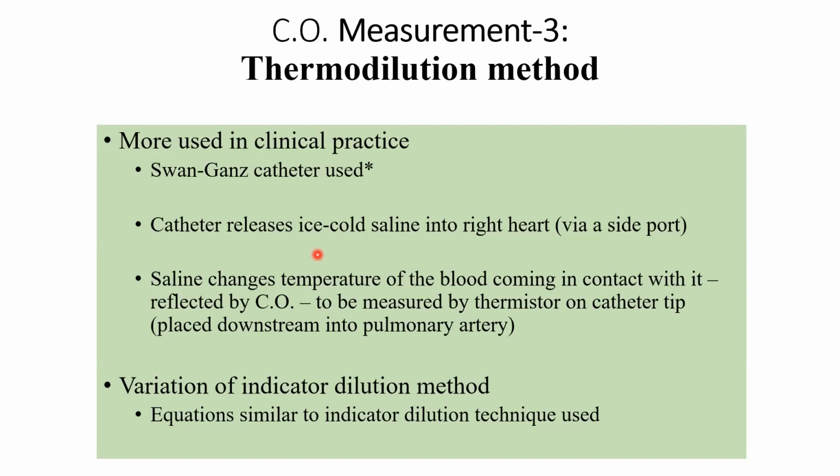Okay, and the amount of that cold blood per minute is calculated, and voila, that is cardiac output. Okay, so that's an ingenious way again to measure cardiac output, and it's of course a variation of the indicator dilution method, and similar equations are used in this procedure.